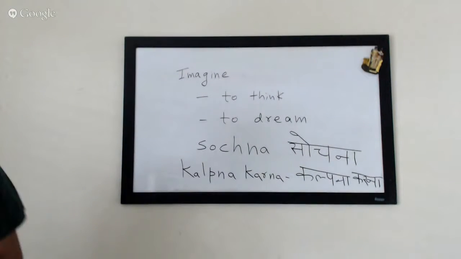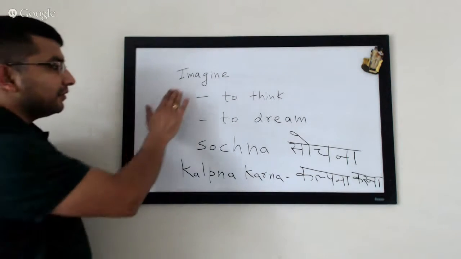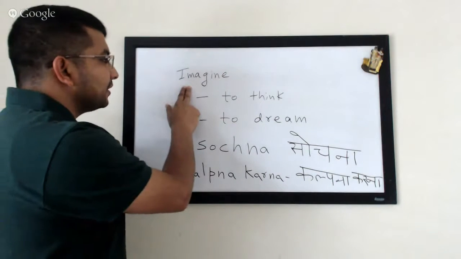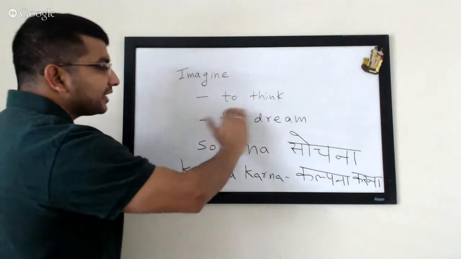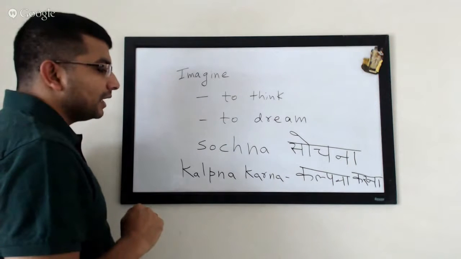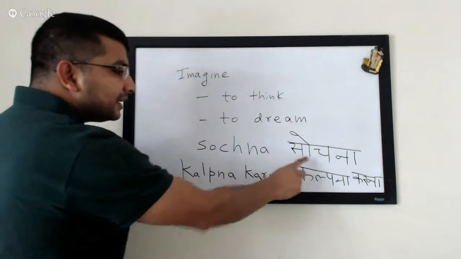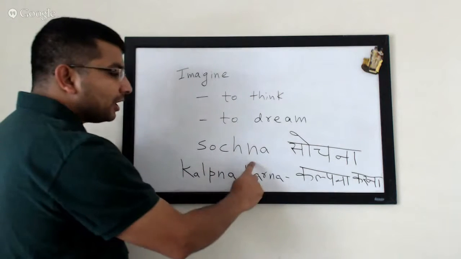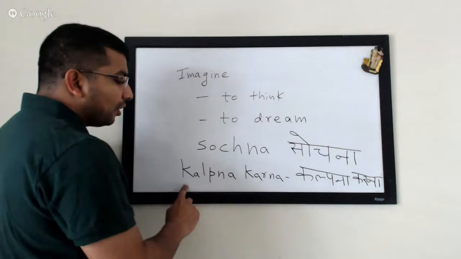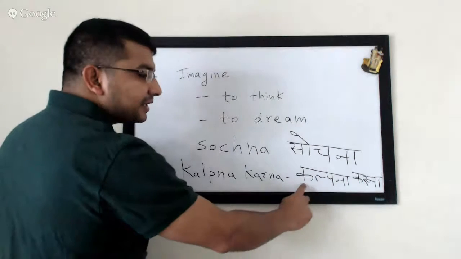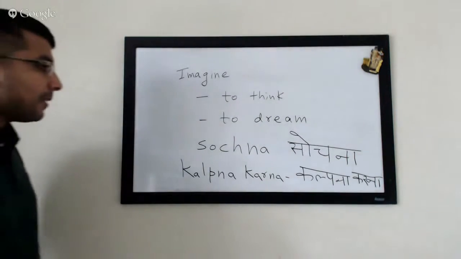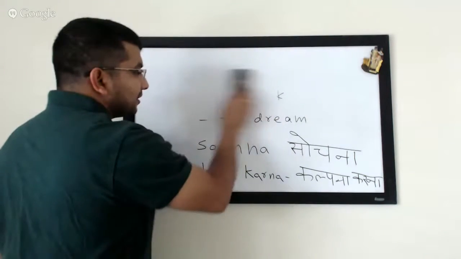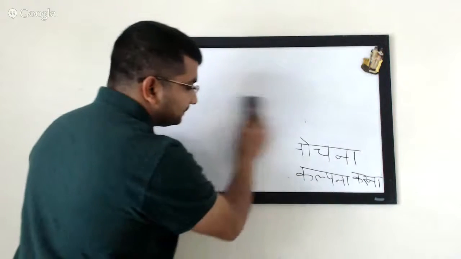Kalpana karna. Okay, so to repeat, we're learning a new verb and how to use it in different situations. And the verb is imagine, and you can think of it as like to think or to dream. And the two Hindi words that we have are sochna, and that's how you write it in Devanagari, or kalpana karna. Okay, so first we will understand the basic usage of imagine, and then gradually we will learn the advanced cases.